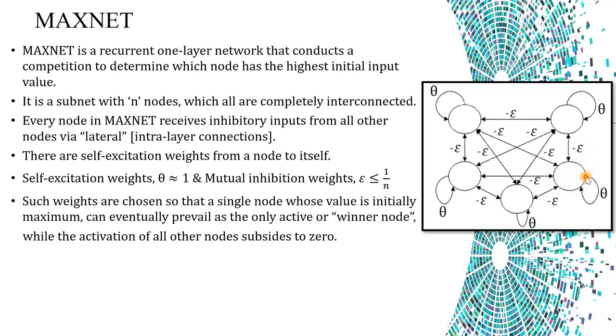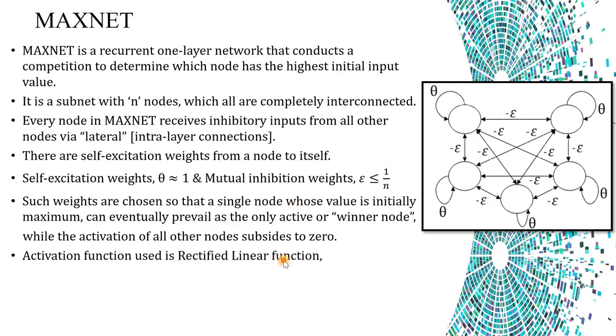So finally, all these others should become 0 and only this one will have some output. That is the final result of the maxnet: whichever was initially the winner node, that particular node has to be declared the winner and should produce the output, and the rest of the other nodes should produce 0 output.